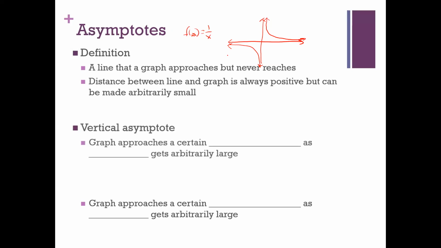So vertical asymptote. Graph approaches a certain value of what? So if I have an asymptote that's vertical, which in this case is a vertical asymptote, am I really getting really close to an x value or a y value? Getting close to a certain x value as the y values get arbitrarily large. And I really should put this here, arbitrarily large or small.